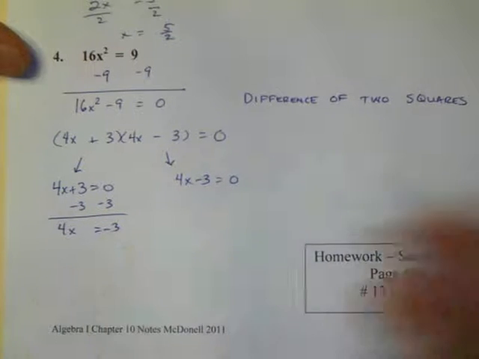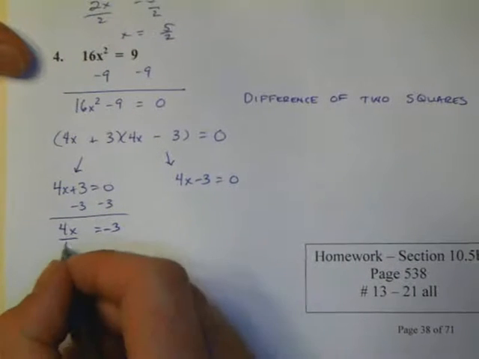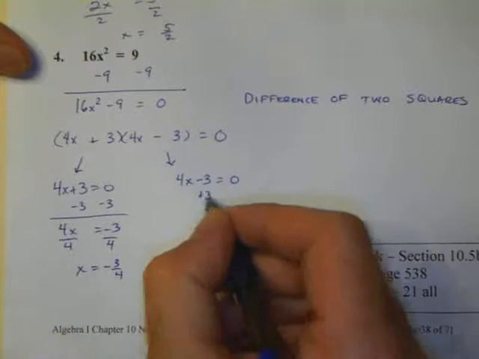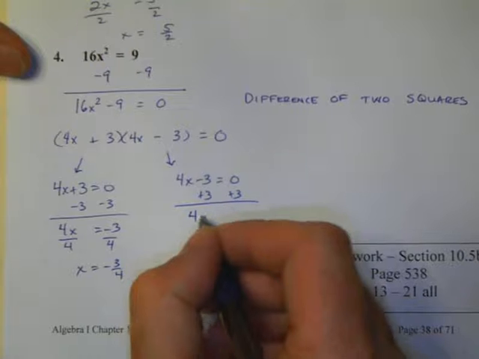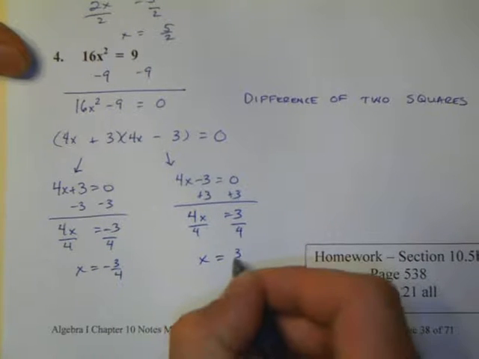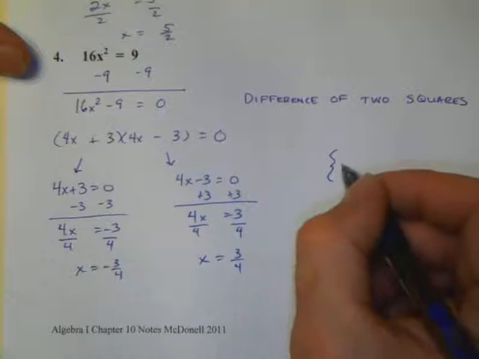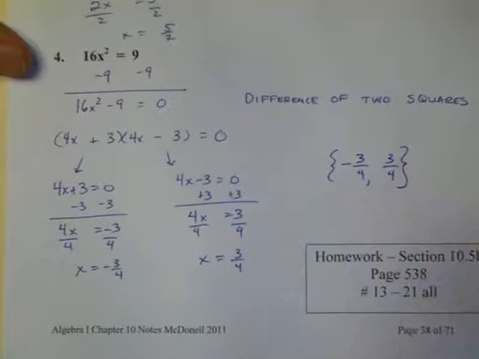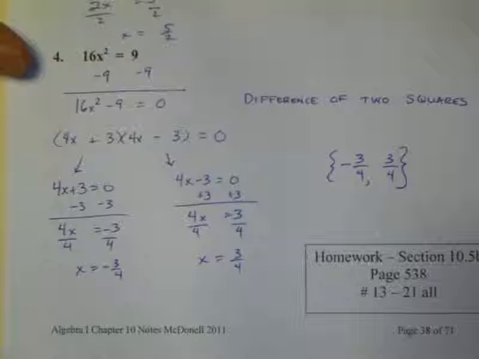These are conjugates. We take each of our two factors, set it equal to 0, and solve the resulting problems. Subtracting 3 from both sides on the left gives us 4x equals negative 3. We divide both sides by 4. x equals negative 3/4. We add 3 to both sides on the right. That gives us 4x equals 3. We divide both sides by 4. That gives us x equals 3/4. So our answer is negative 3/4 and positive 3/4.